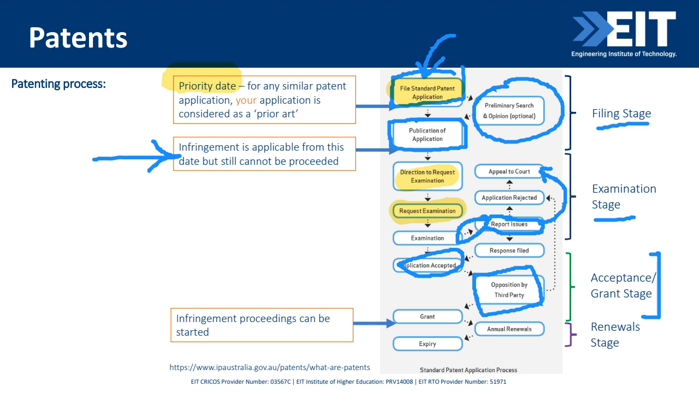Once the patent is granted, infringement proceedings can be started and it can be backdated. So during this period of time, if any infringement has occurred, you can start proceedings against those infringements. Then an annual renewal fee is to be paid, and finally it will expire after the set duration of time. So that is the usual patenting process.